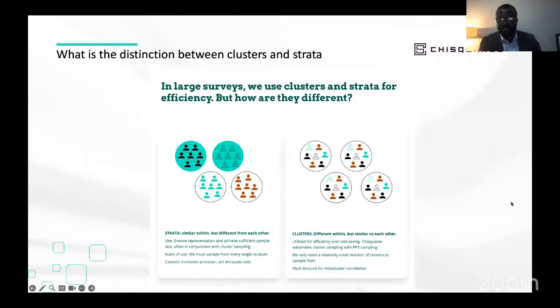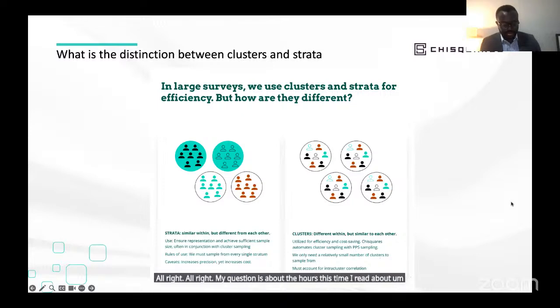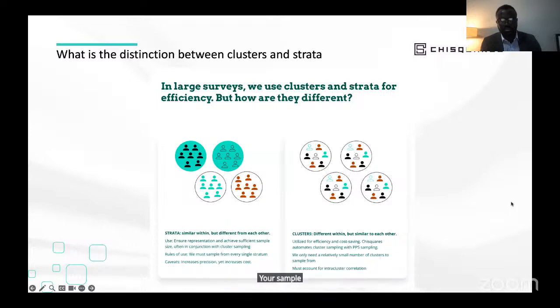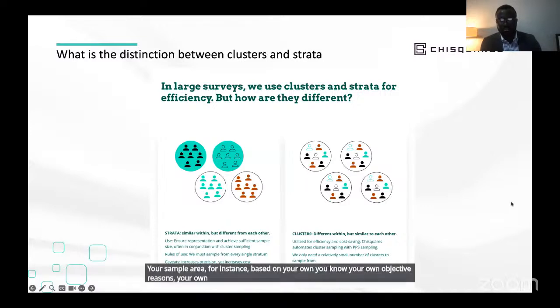All right. My question is about purposive sampling, which I read about, whereby you just choose your sample area, for instance, based on your own objective reasons. So how feasible is the purposive type of sampling?